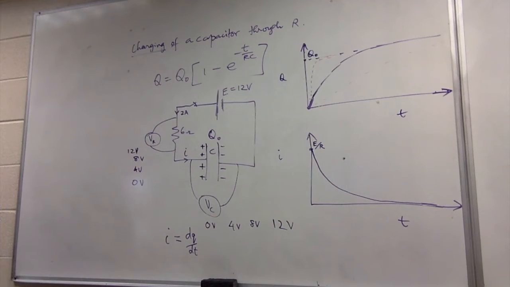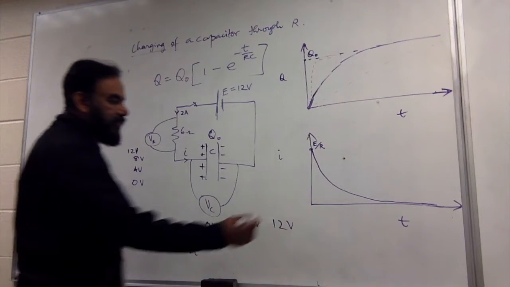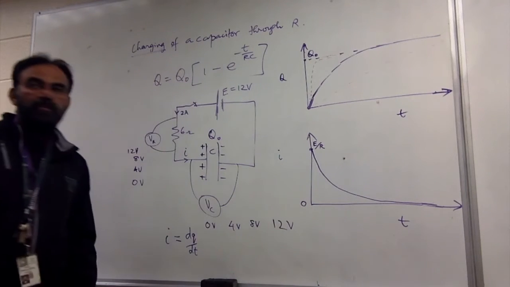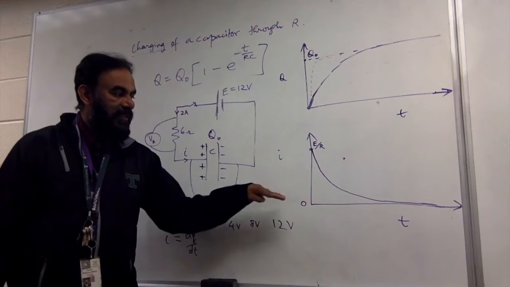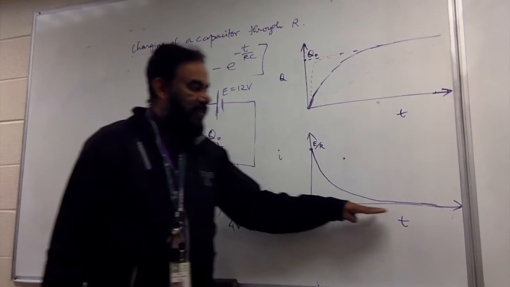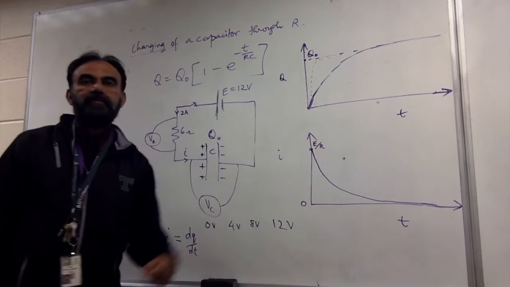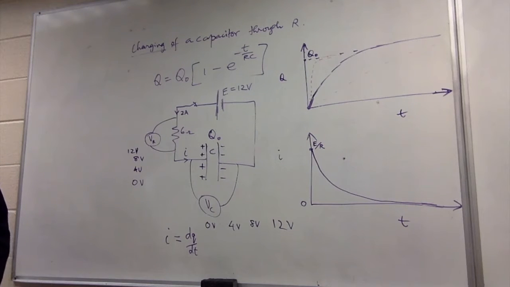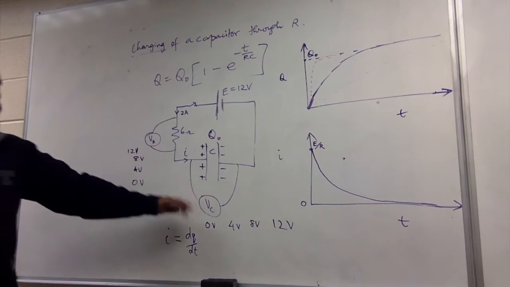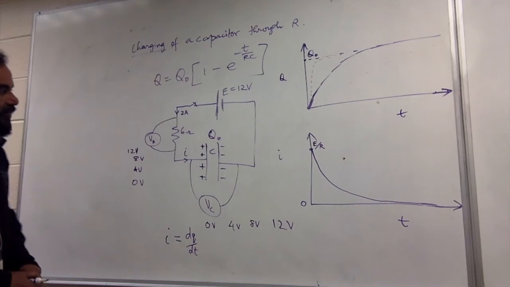Finally, the current becomes 0. So starting with the current of E over R, it falls off to 0. So the slope of this line is this line. Okay? So you see how the charge is going to fluctuate. You see how the current is going to vary. You saw how this is basically charging. The whole thing, what you're seeing right here is charging.